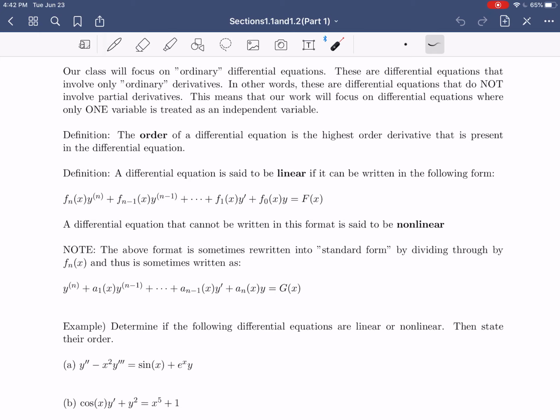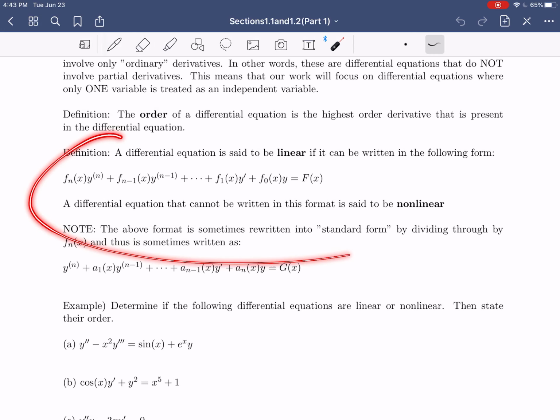So this is a very similar concept to the order of a polynomial, where you simply look for the highest order power in the polynomial. Same idea for a differential equation, you just look for the highest order derivative. So if the highest order derivative is the third derivative, then we call that a third order differential equation. So order is a very basic way of classifying different types of differential equations.